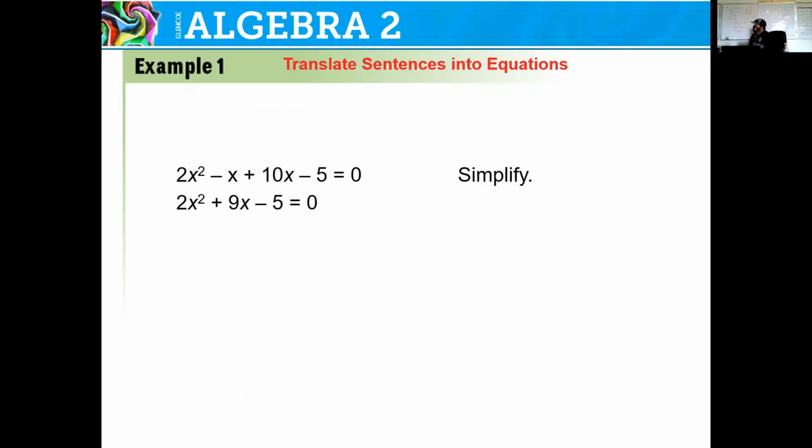Using FOIL, you can see we get 2x squared minus x plus 10x minus 5. And then we simplify common terms or like terms. So this negative x and this plus 10x, they combine to be 9x. You can't combine 2x squared with that x because the x squared is a different term than x. And we have no other constant to combine. So our final answer would be 2x squared plus 9x minus 5.